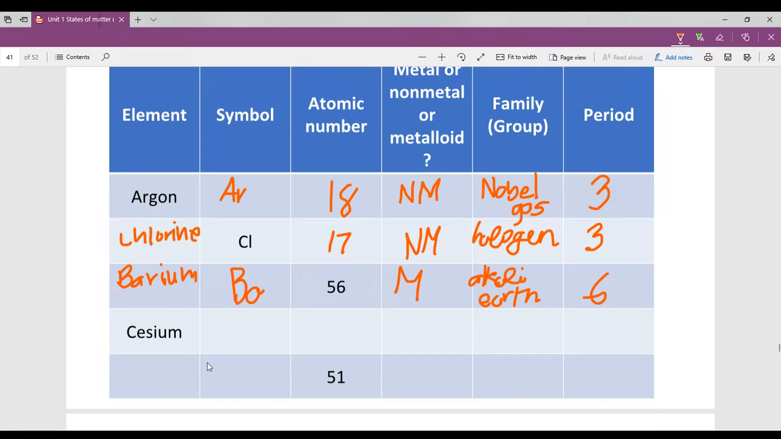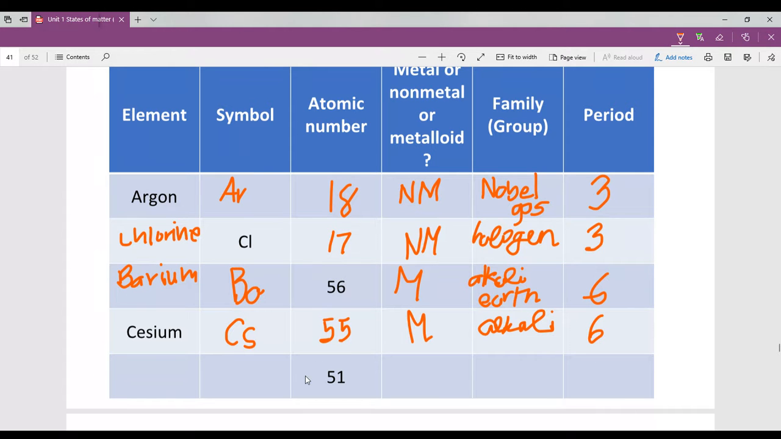Okay, cesium. Okay, cesium is next to barium. Cesium is Cs. The atomic number is 55. Okay, it is also a metal, an alkali metal. Okay, alkali metal. And then it is also in period 6.